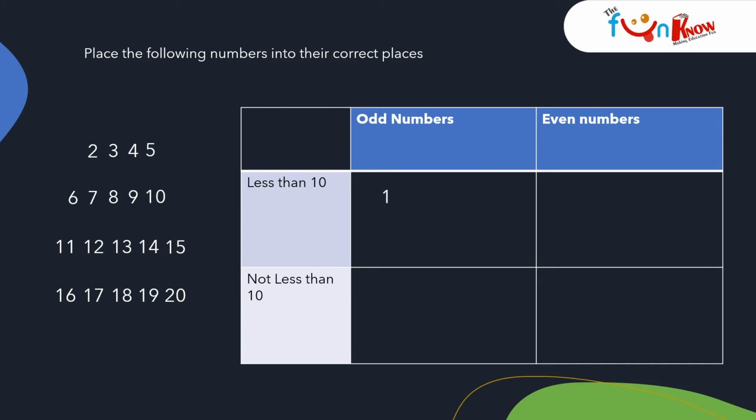Now we will go towards the second number, students. The second number is 2. Now tell me here, students, is 2 even or odd? Yes, 2 is an even number. Where will you place 2, students? Is it less than 10 or more than 10? It is less than 10. Then the exact place of 2 will be here: even number and less than 10, right?